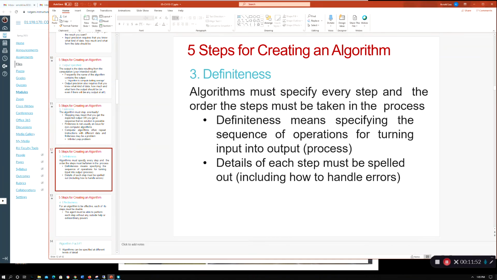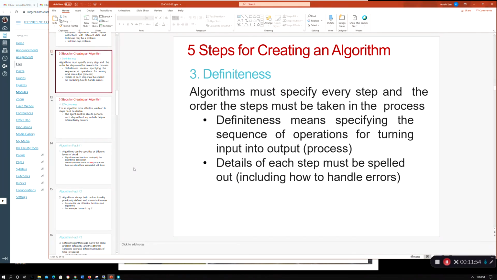Okay, so now here's this idea of, I'm not sure if I pronounced this right, definiteness. So you take very clear steps for the steps you're going to do to process this input and turn it into an output.